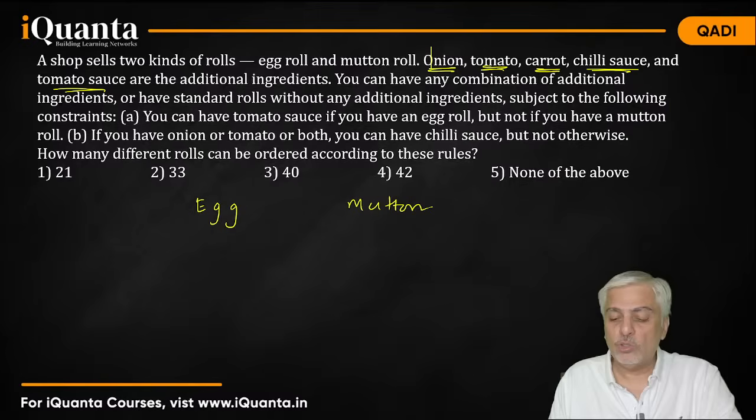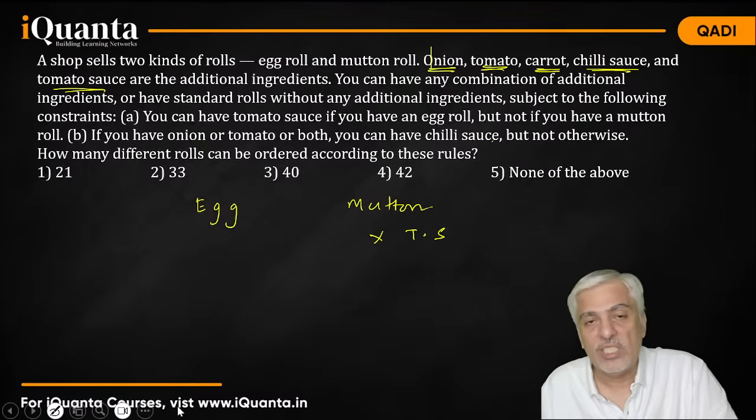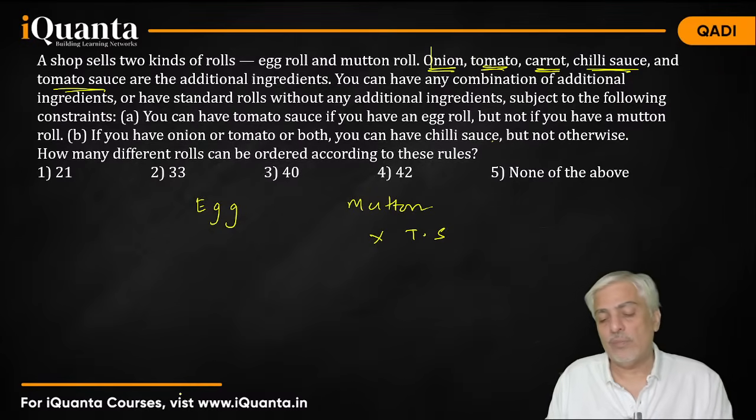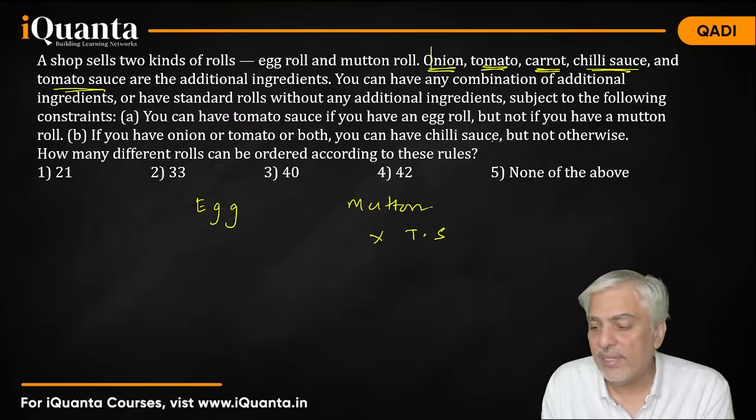You can have tomato sauce if you have an egg roll, but not if you have a mutton roll. So mutton mein tomato sauce is not allowed. If you have onion or tomato or both, you can have chili sauce but not otherwise. So chili sauce will come only with onion or tomato or both. So chili sauce दोनों cases में वैसे ही होगा. So start thinking and get me the answer.